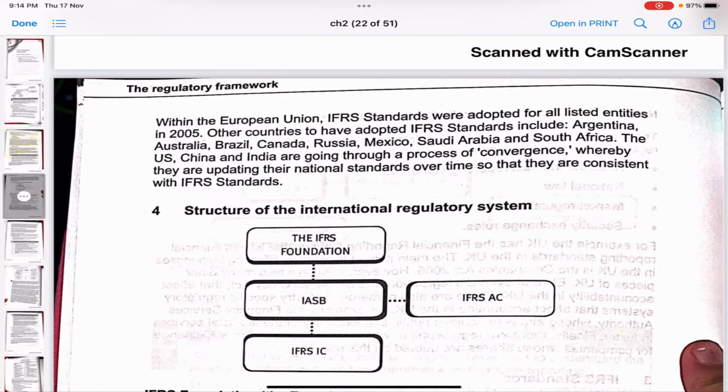The US, China, and India are going through a process of convergence whereby they are updating their national standards so that they are consistent with the IFRS standards. So these countries are currently working on their standards.